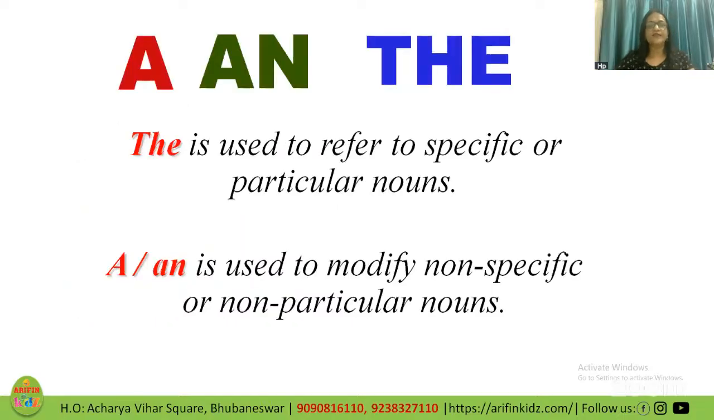Okay, so you can say a and the. The is used to refer to specific or particular nouns, as it is the definite article. That means it is used before a definite noun, maybe a person or thing. Definite means fixed. Remember, we have common noun and proper noun. Proper noun means a specific name is given. Same way, the is not a proper noun, but it is used before a specific noun. A and an are used to modify a non-specific or non-particular noun, in general.